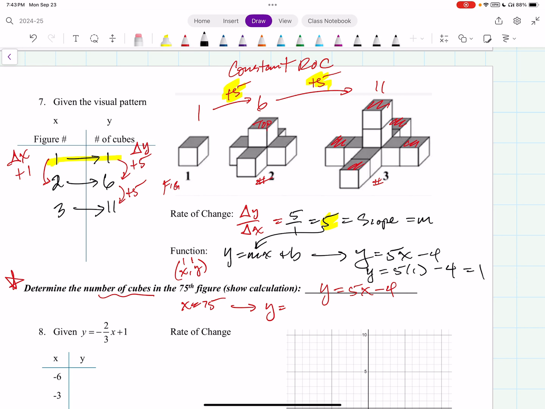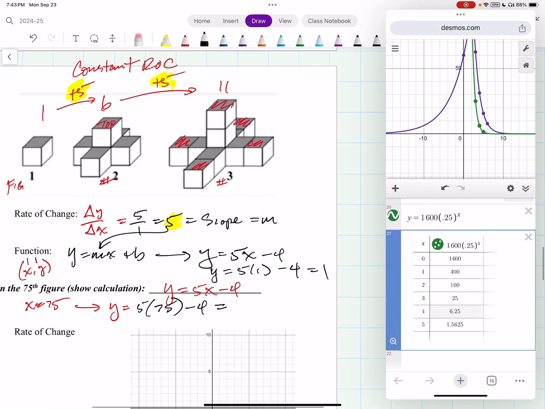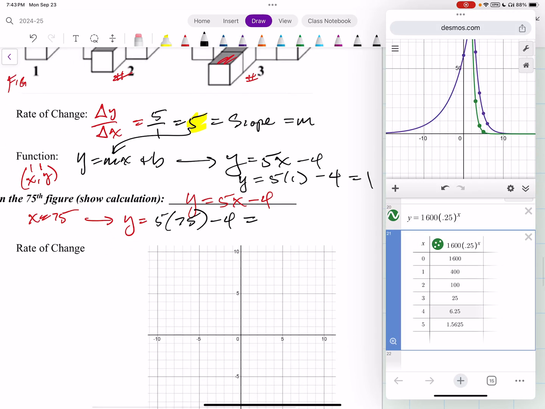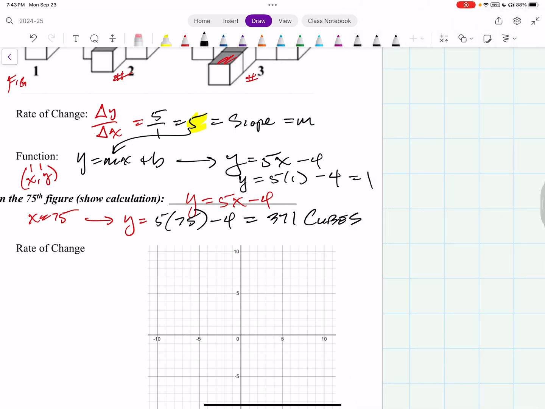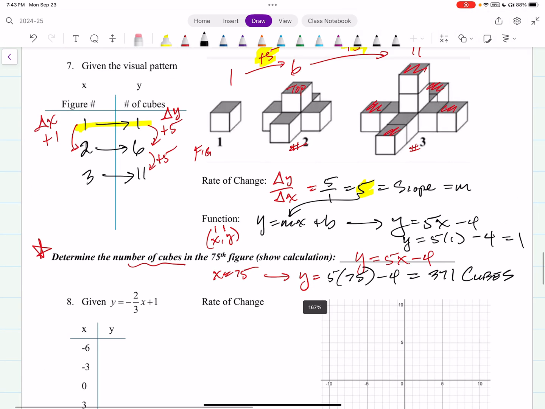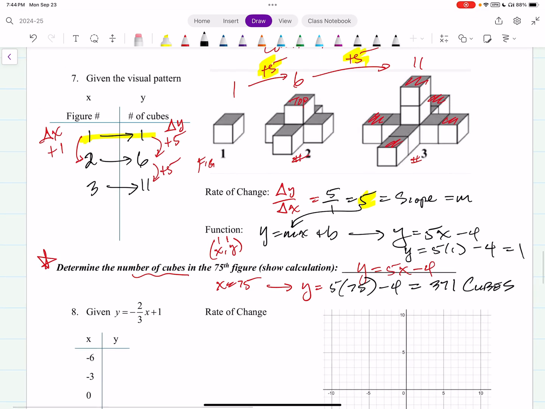So you substitute it in there. So 5 times 75 minus 4. Whenever you do something here, if you want to use the calculator, go for it. It's not going to help you know what to do, but it's sure going to help you with the calculation. So just type it in and notice you get 371 cubes in the 75th figure. Again, that was from our former lesson. This is a review problem, guys.